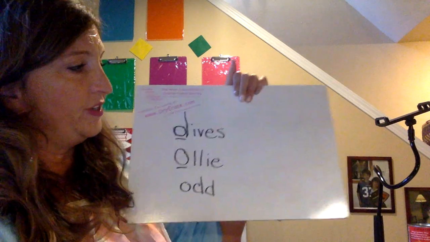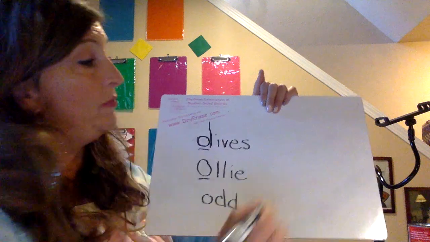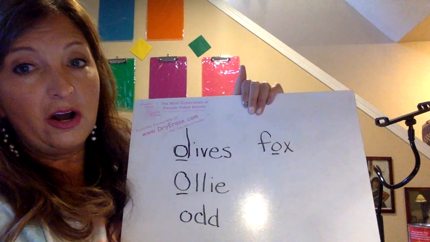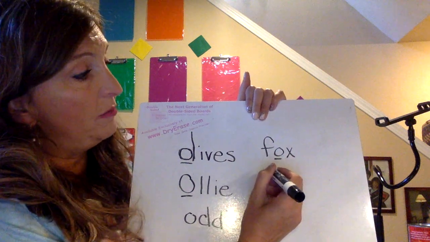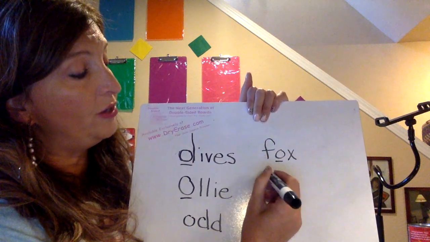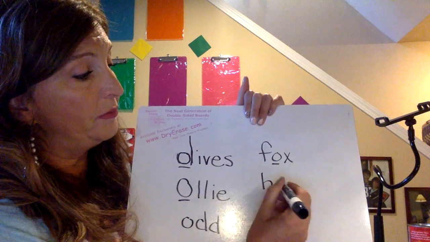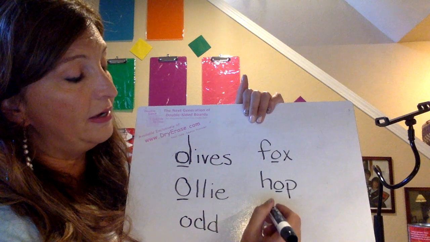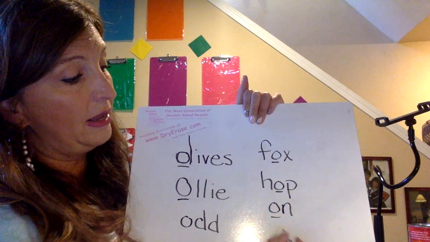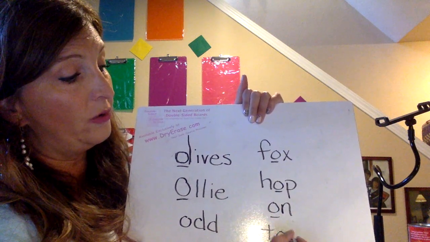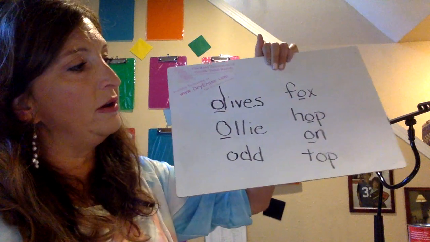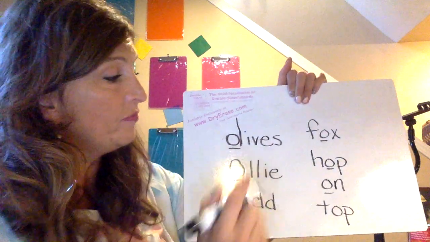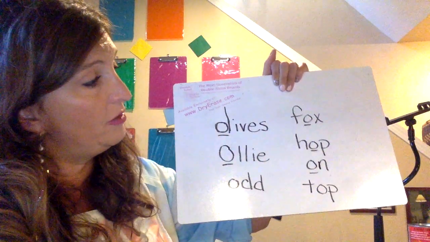I also showed you some words that have ah in the middle. Fox has an ah in the middle. Mr. Fox, ah. I also read you a sentence where we had hop, on has an O at the beginning, and top has an O in the middle. I want you to see if you can think of some other words that you hear an ah sound, and does it come at the beginning or in the middle?